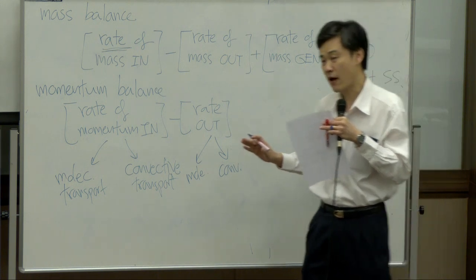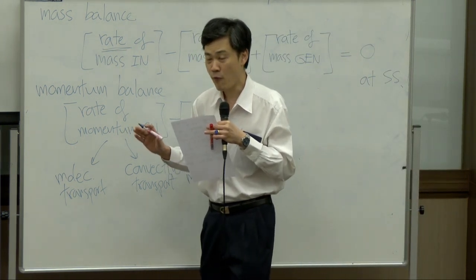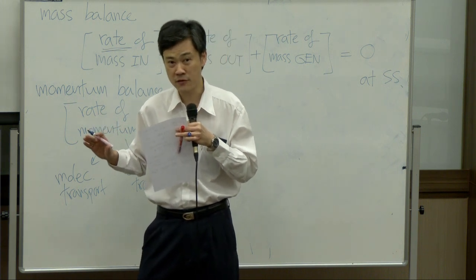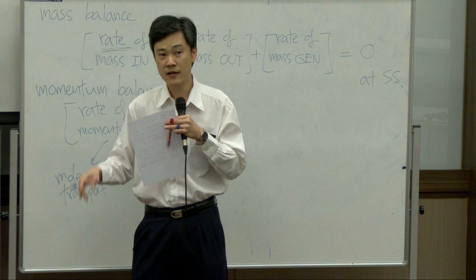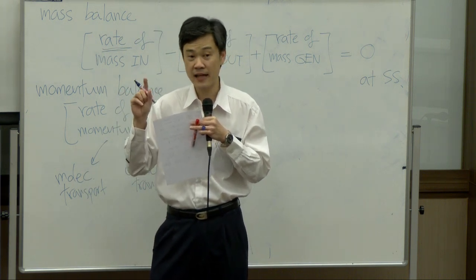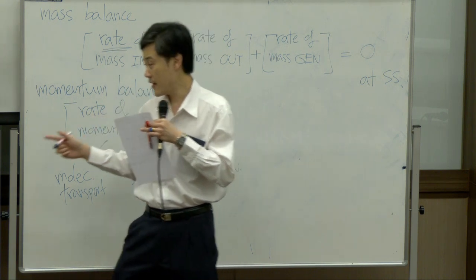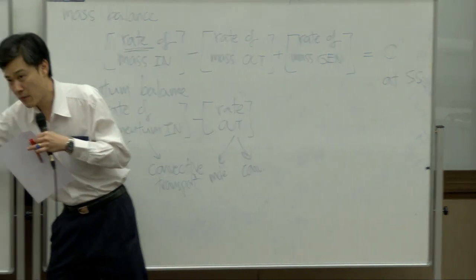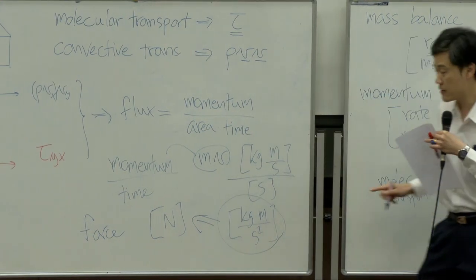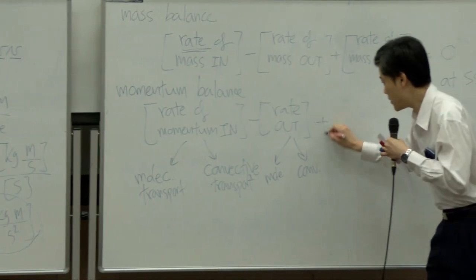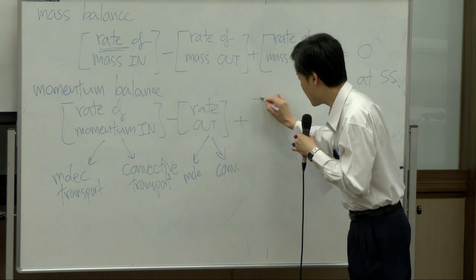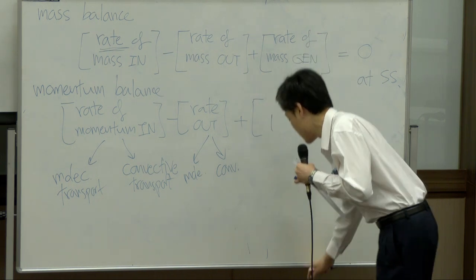Or I can walk myself. If I walk, my foot performs some kind of force on the floor, right? So in order to create momentum, basically I need force. And if you consider this, rate of momentum and force are correlated. So that means for the generation term here, momentum can be generated by force. This term is related to force.